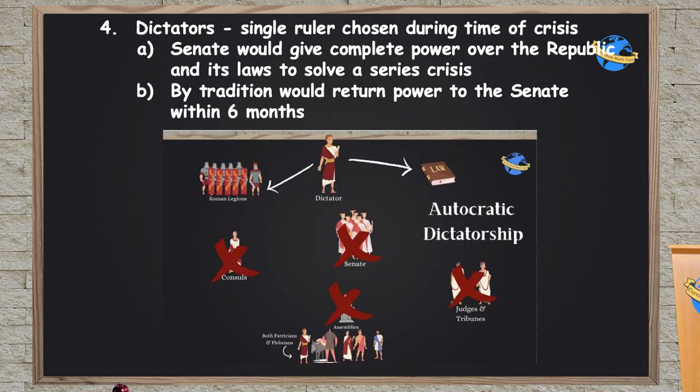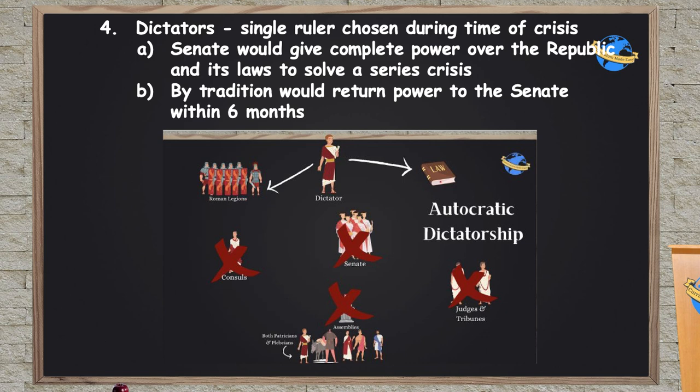However, the Romans realized sometimes there were real existential crises or threats to the existence of the Republic, and in order to solve that, they needed to give up their Republic and give all the power to a dictator, a single ruler chosen during a time of crisis. Generally, the Senate would vote to elevate one of the two councils to the status of dictator, and they would have the power to create any laws they want, get rid of any laws they want, and had direct control of the legions.